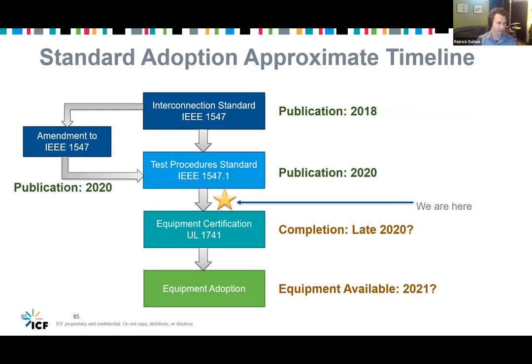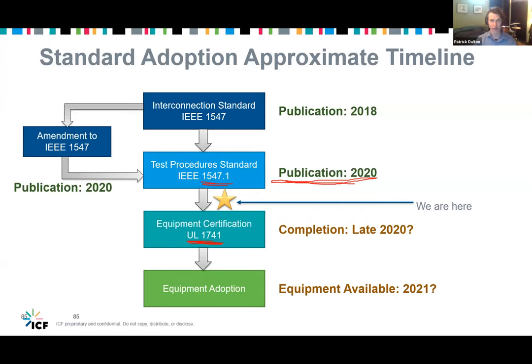I mentioned that 1547 is a 2018 standard. The amendment came out in 2020. We're expecting this .1 test standard to be published in 2021. This should probably say expected in 2020, just to be clear, but it is fully approved. So that allows UL 1741 to start their revision process, maybe late this year. That might be a little aggressive. It's probably into early next year by this point.